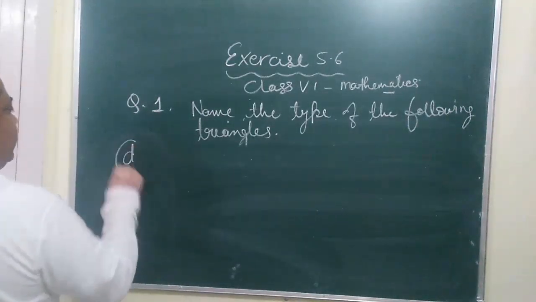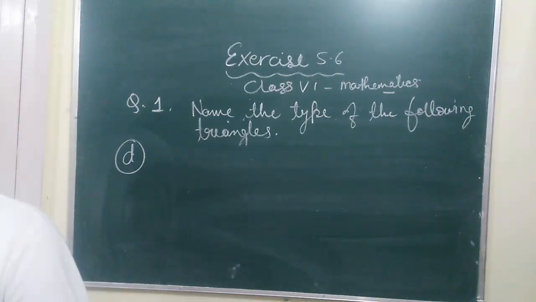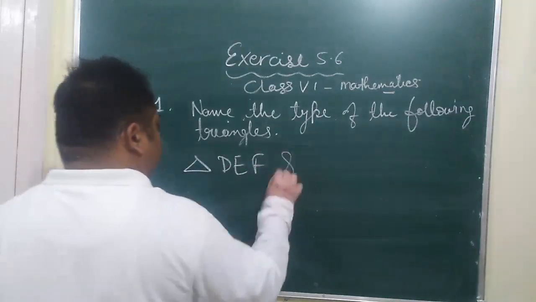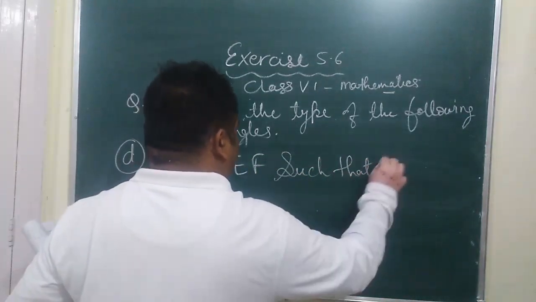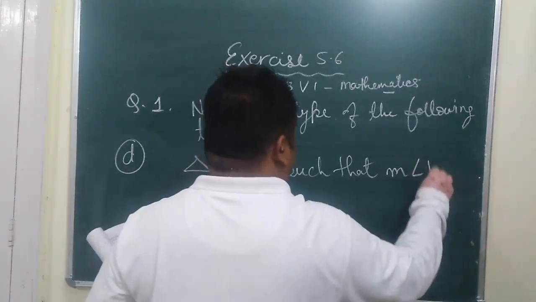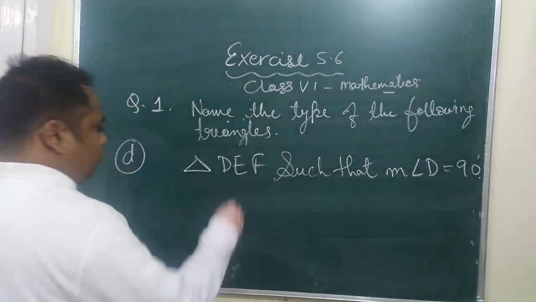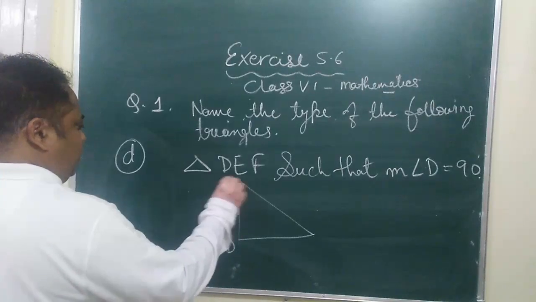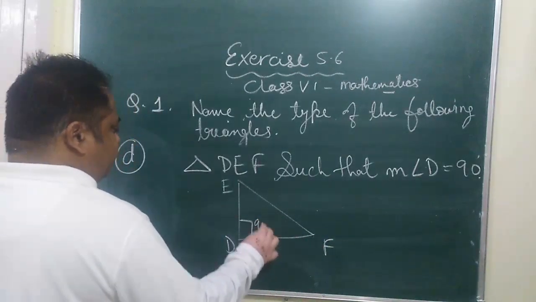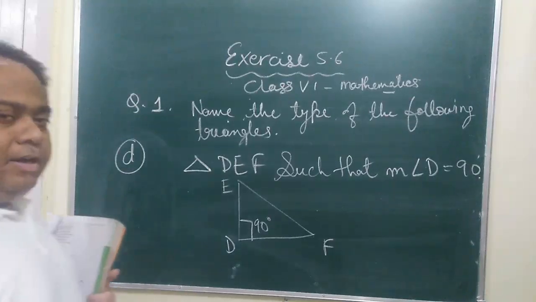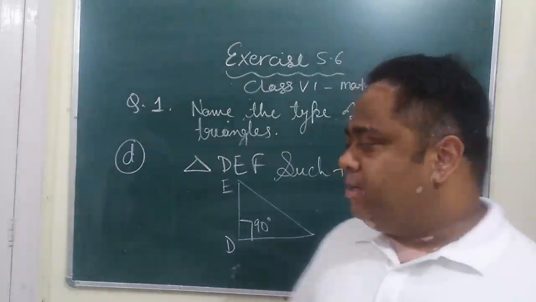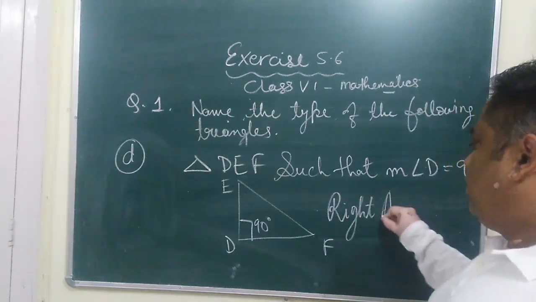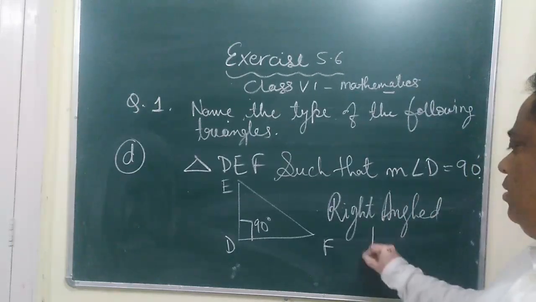Question number 1D says name the type of the following triangles, and the triangle is triangle DEF such that measure of angle D is equal to 90 degree. So how do we draw such a triangle? We draw it like this. This is D, E, F, and measure of angle D is 90 degree. So a triangle in which one of the angles is 90 degree is called as right angled triangle. So the answer will be right angled triangle.